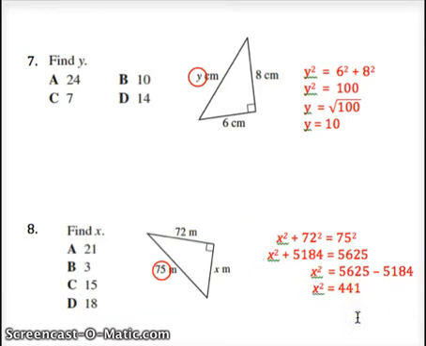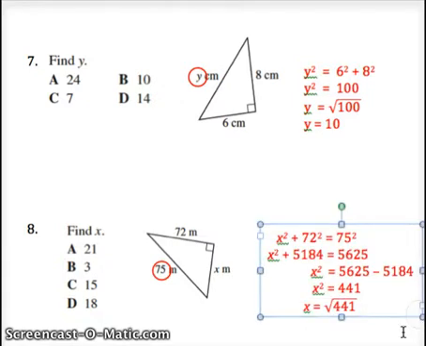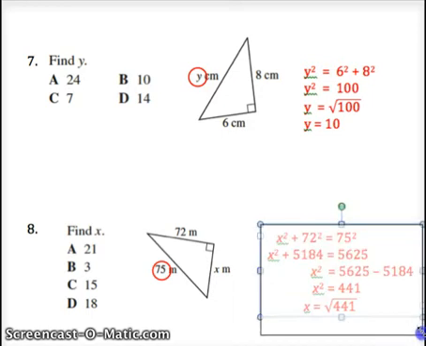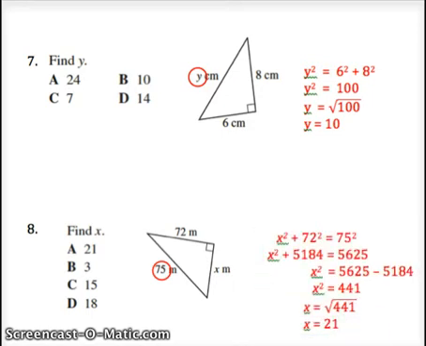Now that's what x squared is. We want to work out what x is, and remember we need to square root now. So x will be the square root of 441. So on your calculator, work out the square root of 441 and you'll get that x is 21.